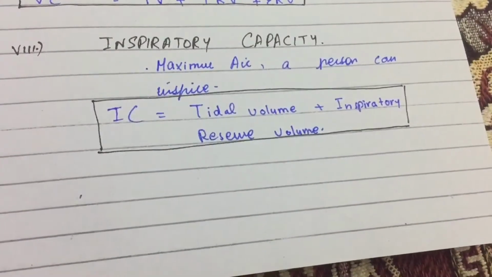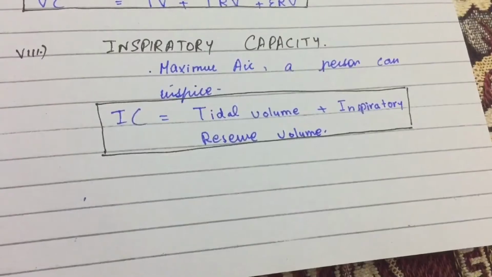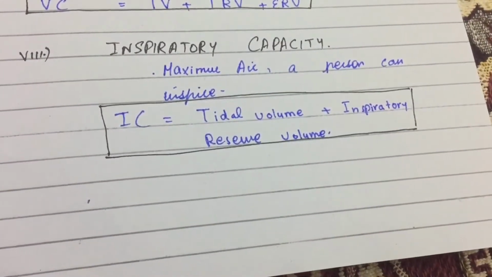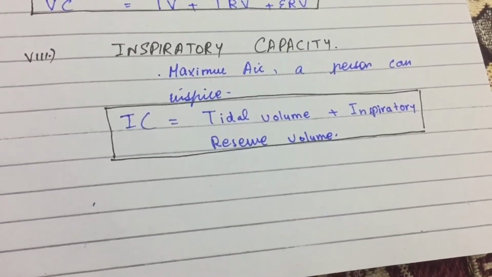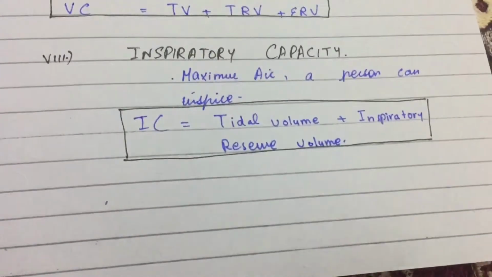Well, the scientists have added two more volumes and call it a name: inspiratory capacity. It's the capacity of the maximum air that a person can inspire. So obviously inspiratory capacity will be a sum of tidal volume and inspiratory reserve volume.